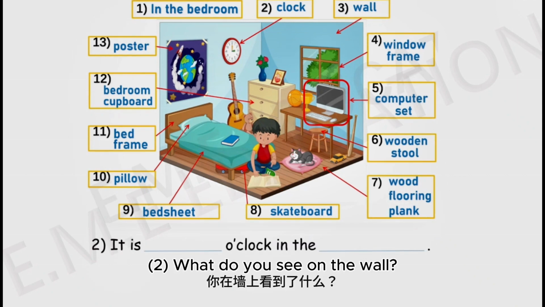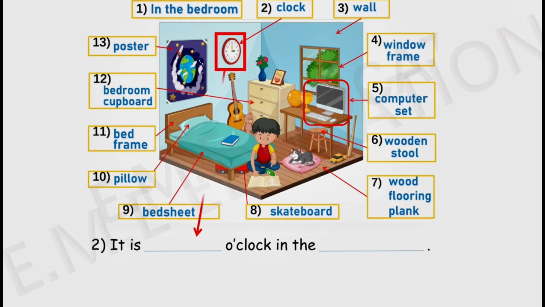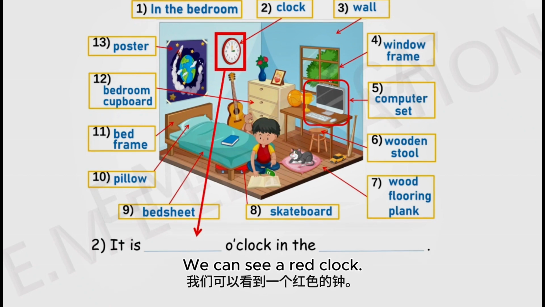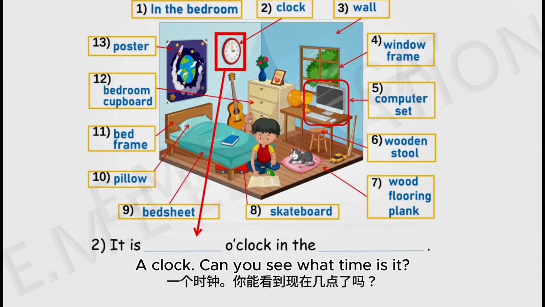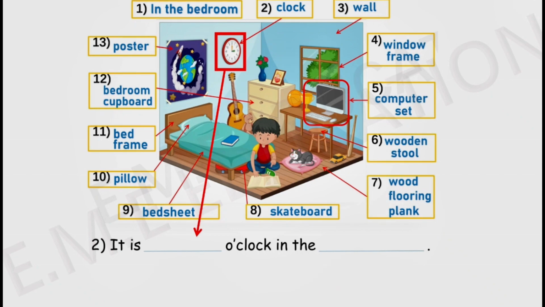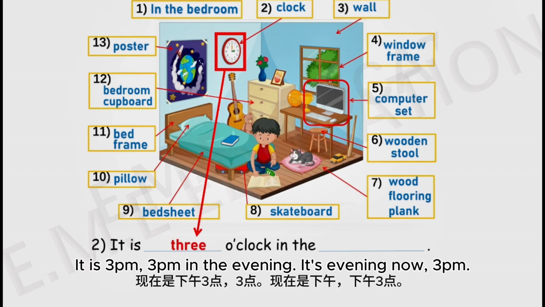Number 2. What do you see on the wall? We can see a red clock. Can you see what time it is? It is 3 o'clock. 3 o'clock in the evening. It's evening now. 3 o'clock.